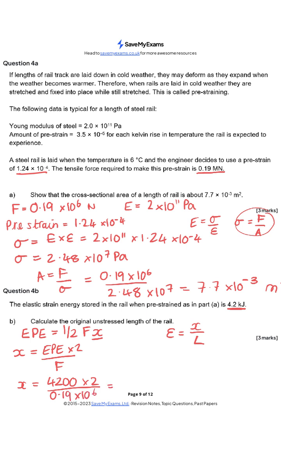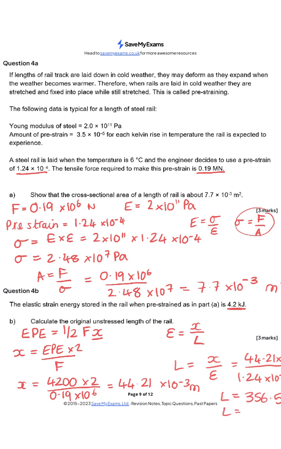So the extension is 44.21 times 10 to the negative 3 meters. So that's 42 millimeters. We are then going to use the value of pre-strain to work out the original length. So if I rearrange this, it's our extension divided by our pre-strain. So 44.21 times 10 to the negative 3 divided by our pre-strain, which is 1.24 times 10 to the negative 4. And that's going to give us an original length of 356.53, or if we're rounding it to two significant figures, 360 meters.